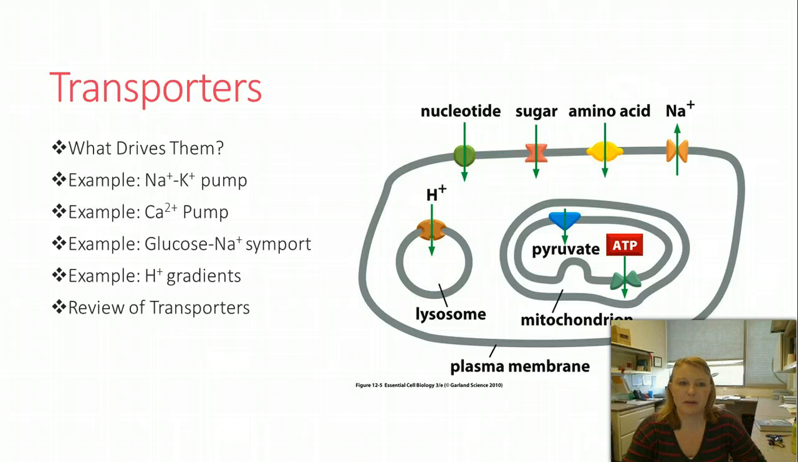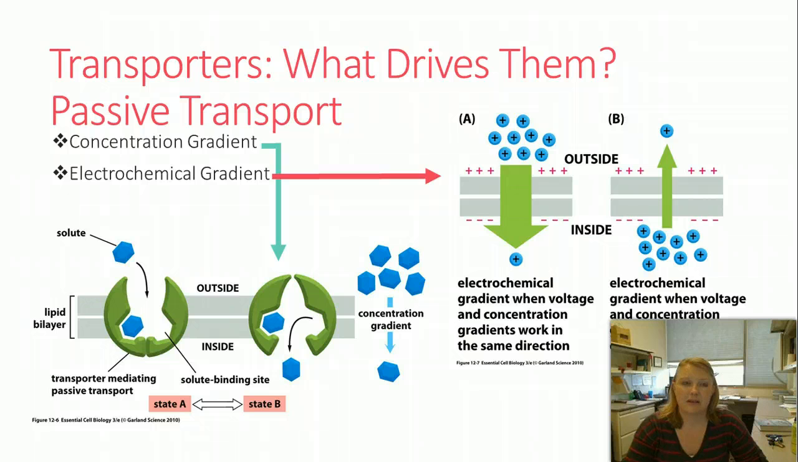So let's talk some more about transporters. In these next couple slides, we're going to talk about what drives them, and then we're going to talk about a whole lot of examples. All of these examples, I expect you to be able to know and understand and discuss in depth. So make sure you spend some time with all of these examples we're going to talk about in these next couple slides. As I said, there's two types of transport that can drive transporters. We have passive transport and we have active transport.